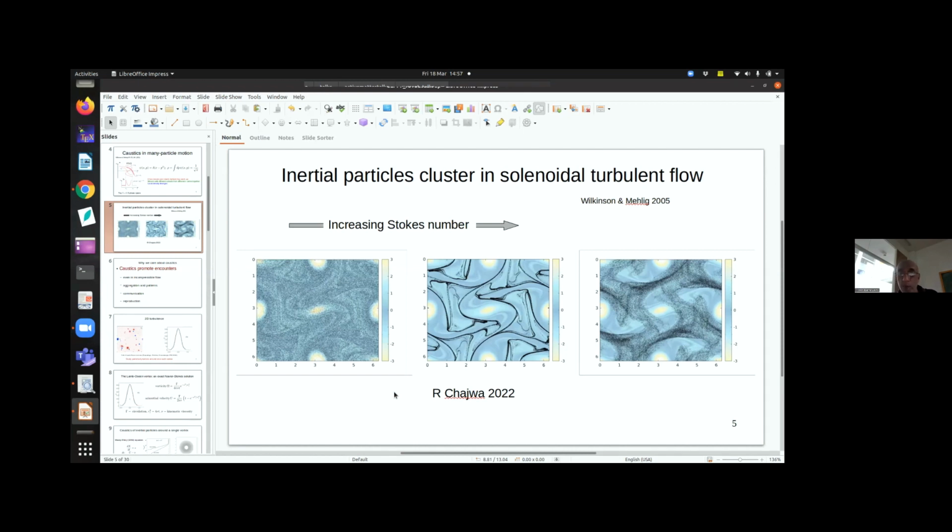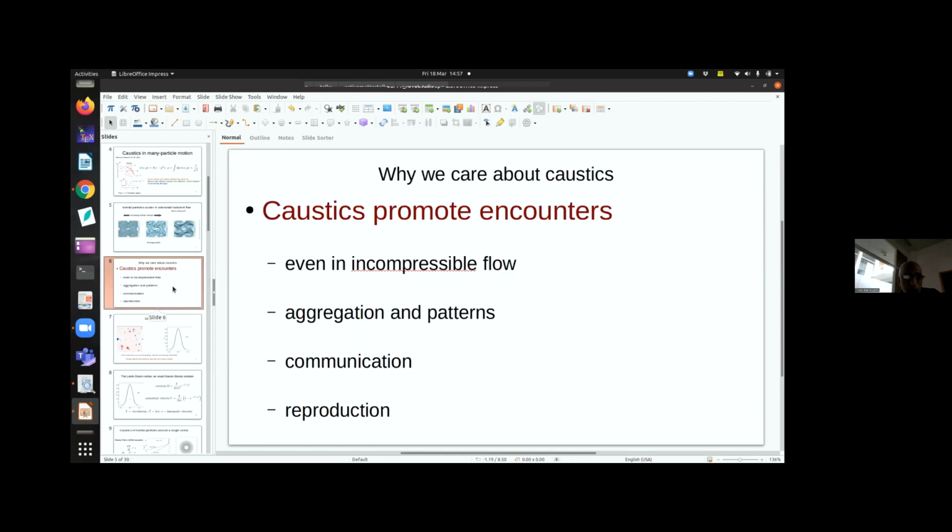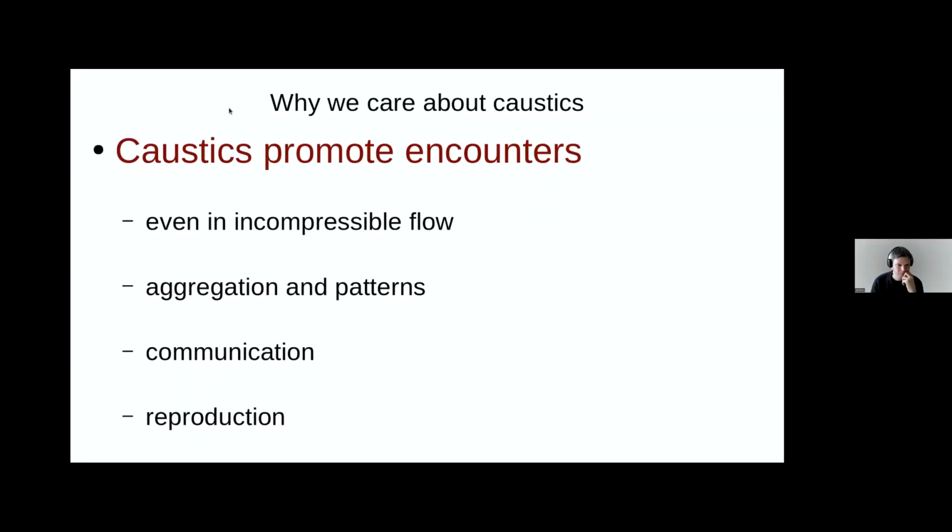So similarly, if you have a bunch of particles in a turbulent flow, then even if the flow is solenoidal, so it doesn't actually have a potential part, it doesn't actually converge at any point, inertial particles in such a flow cluster. And this is the kind of phenomenon we're interested in. So we care about caustics and objects like caustics where the density gets high because they promote encounters.